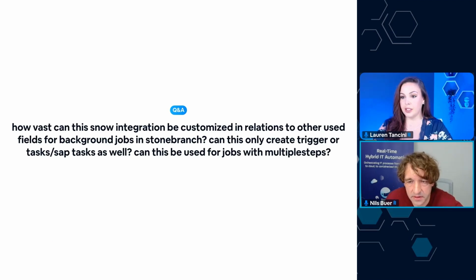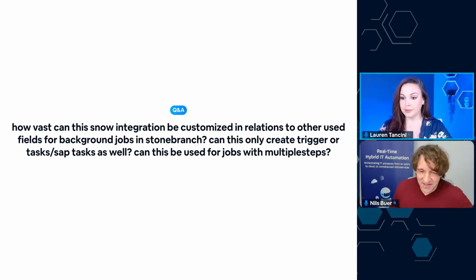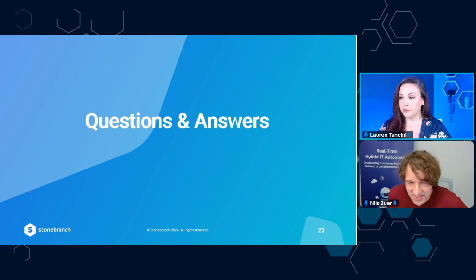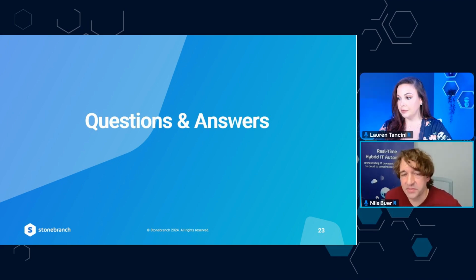How far can the ServiceNow integration be customized in relation to other used fields for background jobs in Stonebranch? Can this only create triggers or tasks, SAP tasks as well? Can this be used for jobs with multiple steps? Yeah, it supports Linux tasks out of the box already, but you're right, SAP multi-step jobs are something I discussed yesterday with my colleague who was working on this. It's for sure something which we will have soon, because our new SAP task, which came out in the last release, now supports multi-step jobs. So it should not be that complicated to do. For sure it will come.